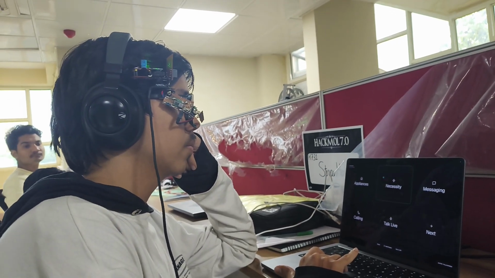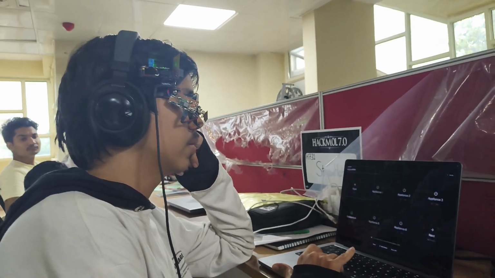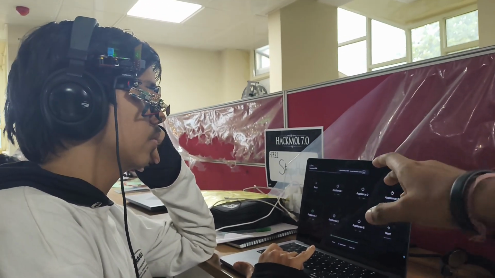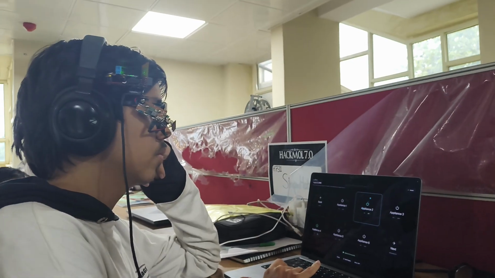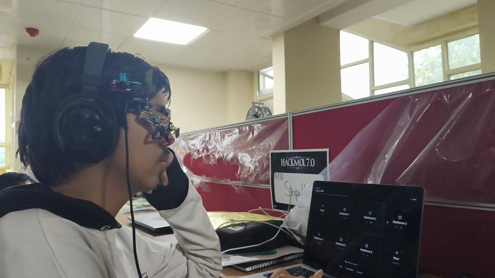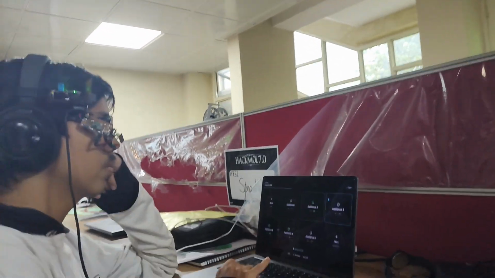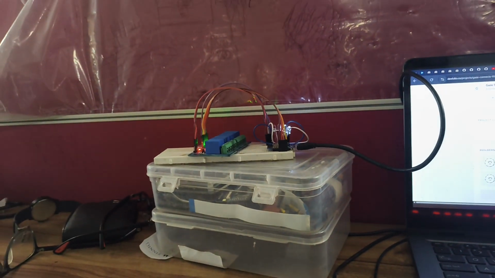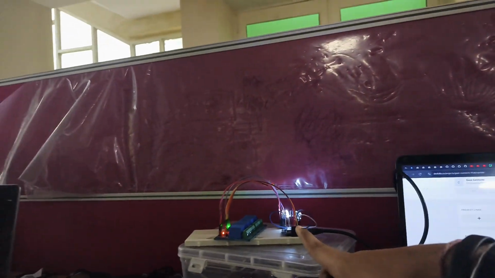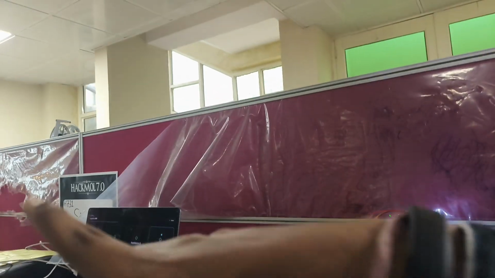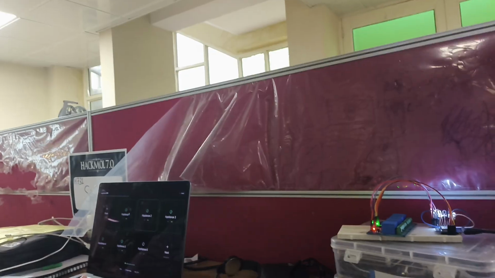So let's say I want to control appliances. Now this feature is, for example, you want to turn on the light in your room or the fan in the room. To simulate that, we have used these LEDs here. Show here. So the LED got turned on. So a paralyzed patient with only his eyes can control appliances in his room.